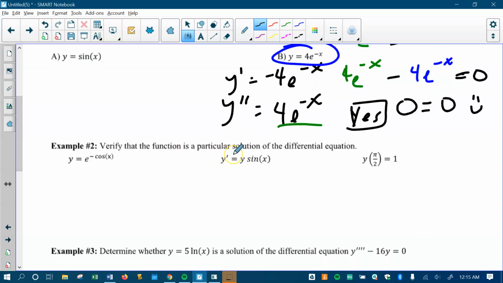Verify that the function is a particular solution of the differential equation. They give us all this information here. They give us y equals e to the negative cosine x. They give us y prime, and they give us y of pi over 2. Lots of stuff.